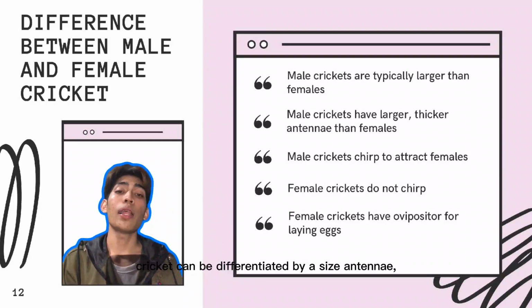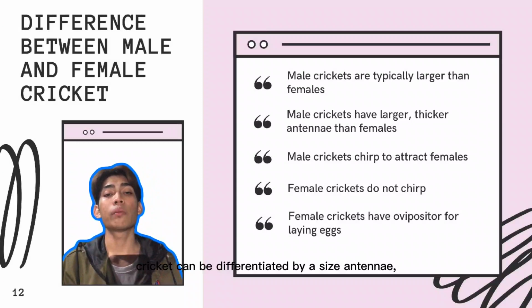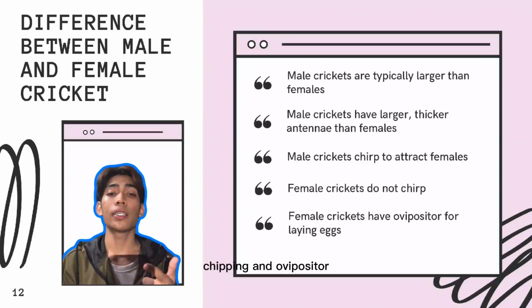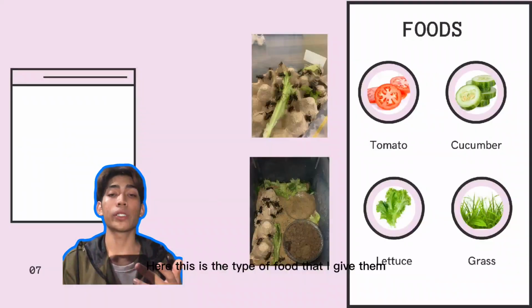In summary, male and female crickets can be differentiated by their size, antennae, chirping, and ovipositor.